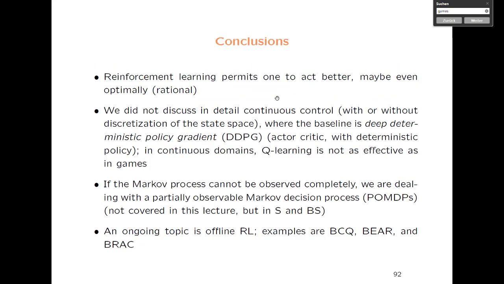So reinforcement learning permits one to act better, maybe even optimally, so rationally. Here's another mention of DDPG, which is quite useful if there's continuous control. So if you don't have a softmax output, but maybe a control output, a linear output, because in continuous domains Q-learning is not as effective, as I mentioned before.